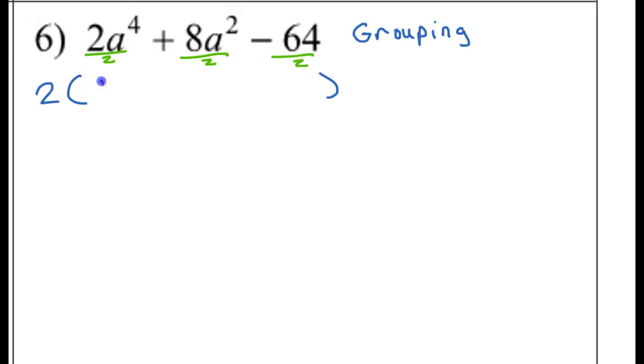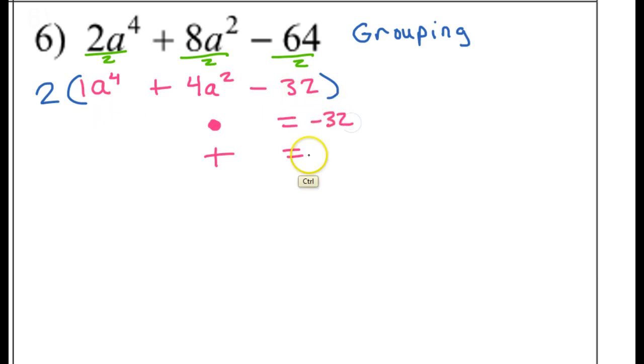So inside of the parentheses, I will have a to the 4th power plus 4a squared minus 32. Okay. So it's time for the product and the sum. So I'm going to need a product and a sum. The product comes from doing a times c. So 1 times negative 32, of course, is going to be negative 32. The sum comes from the b value, so that's going to be 4.